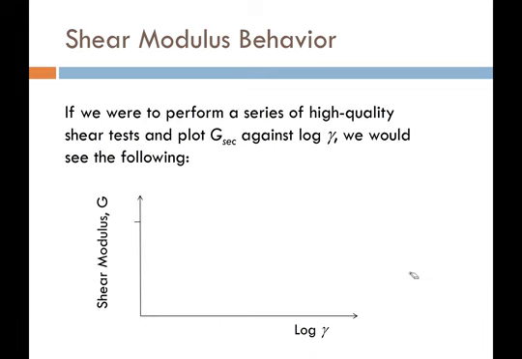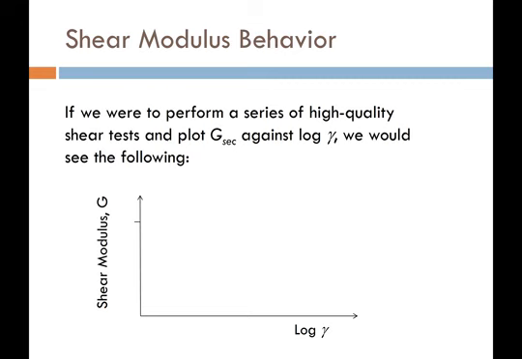Okay, now if we were to perform a series of high quality shear tests, so let's say like this would be resonant column testing. So say we have a high quality sample, it's as undisturbed as possible, we bring it into the lab, we're going to perform a series of strains on the soil, and we're going to measure its corresponding stiffness, our shear modulus G, okay?